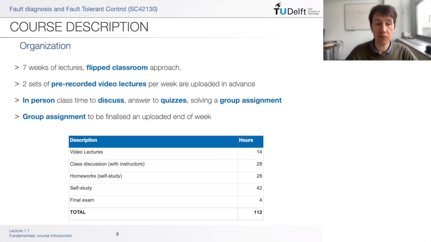So, over the next 7 weeks, each week you will get 2 sets of pre-recorded video lectures from previous years, and then we are going to have an in-person class for discussing and integrating them, answering some quizzes related to the classes, and then starting to solve together a group assignment. And that's important because at the end of the week you are supposed to finalize that assignment and upload it to Brightspace. And you're going to be graded on this. So that's quite important. You take part in the classes and you work with your group. In total, the workload expected is listed in this table for a total of exactly 4 European credits.